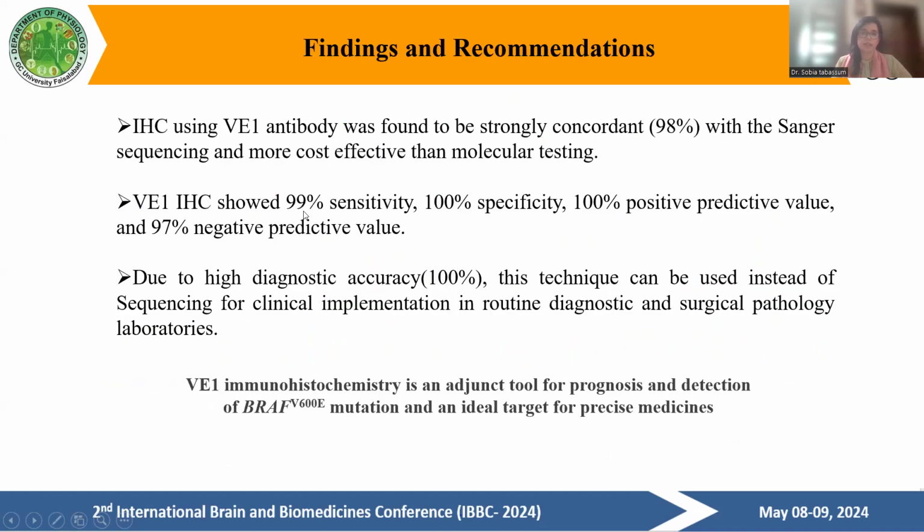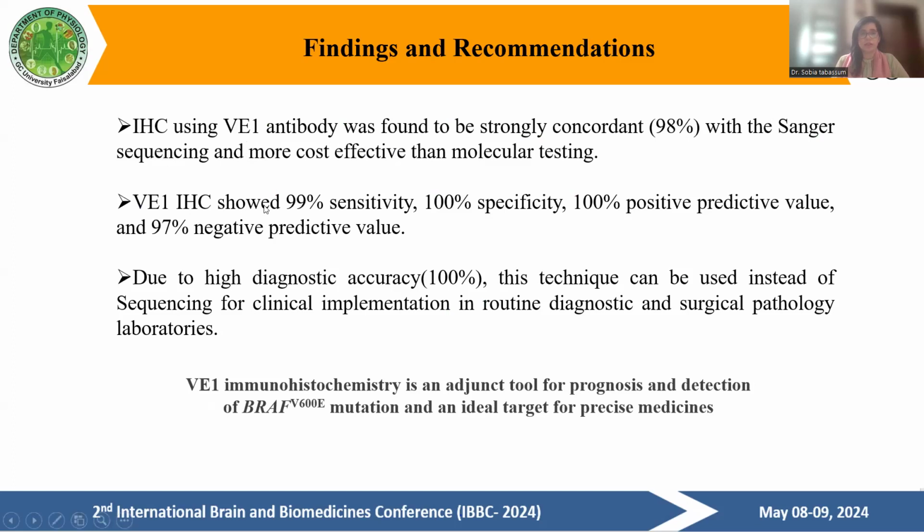So what are our findings and final conclusion and recommendation? Actually, we want to compare both of the techniques, like Sanger sequencing, that is the gold standard technique, but we want to introduce immunohistochemistry using VE1 antibody, which we found is strongly concordant, around 98%, with the sequencing. And we found that this is more cost effective as compared to the molecular testing, because it does not need that much budget, just like the sequencing, and it consumes very less time as compared to the sequencing.